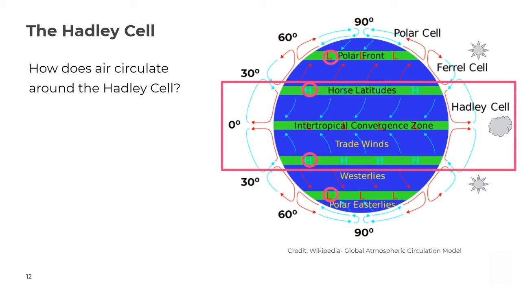So that closes the Hadley cell loop. We call these winds that travel back to the equator trade winds. You'll also notice that from 30 degrees north and 30 degrees south, there are winds that are travelling further north and further south, and we call these winds westerlies.